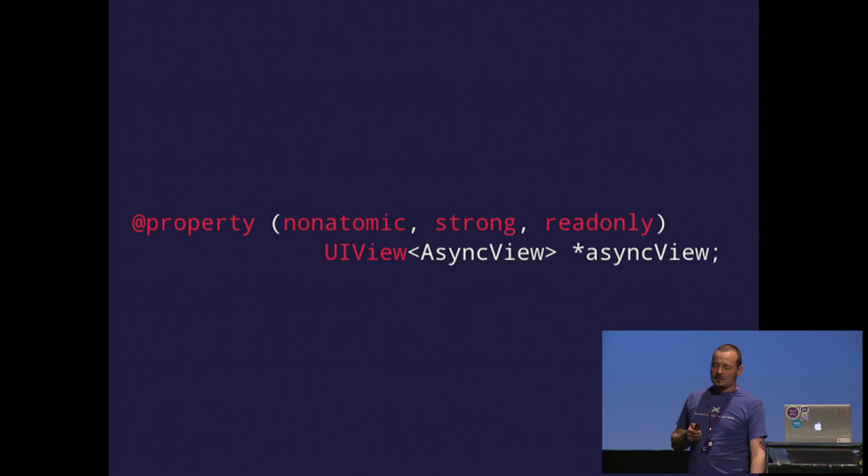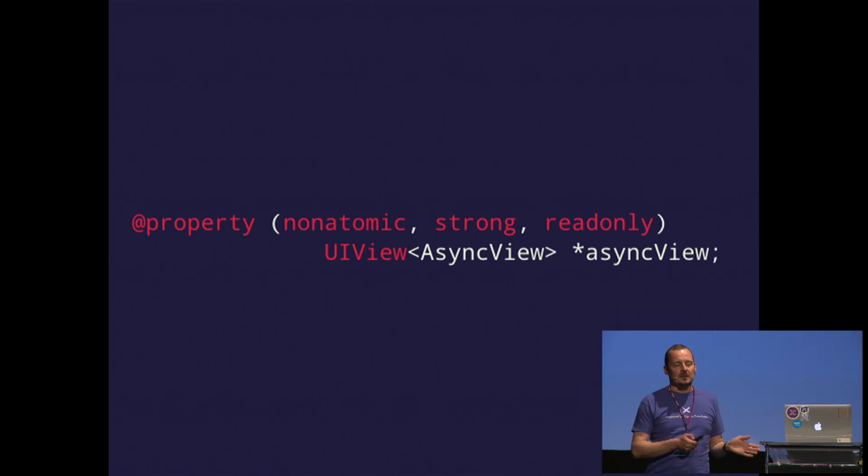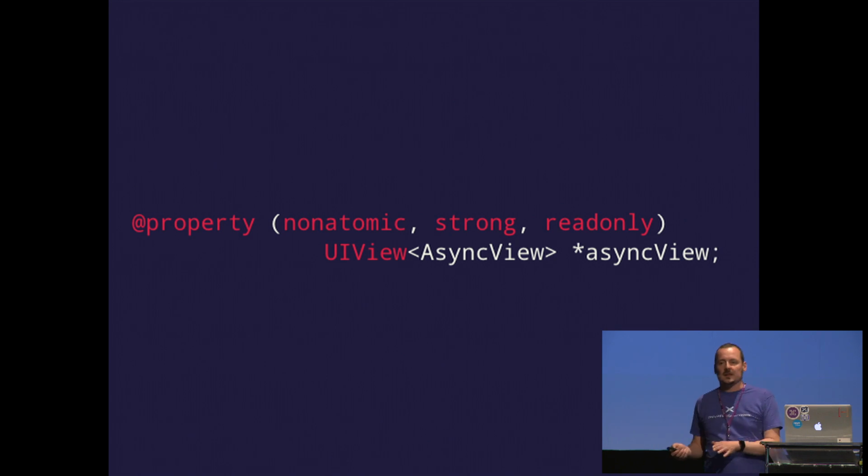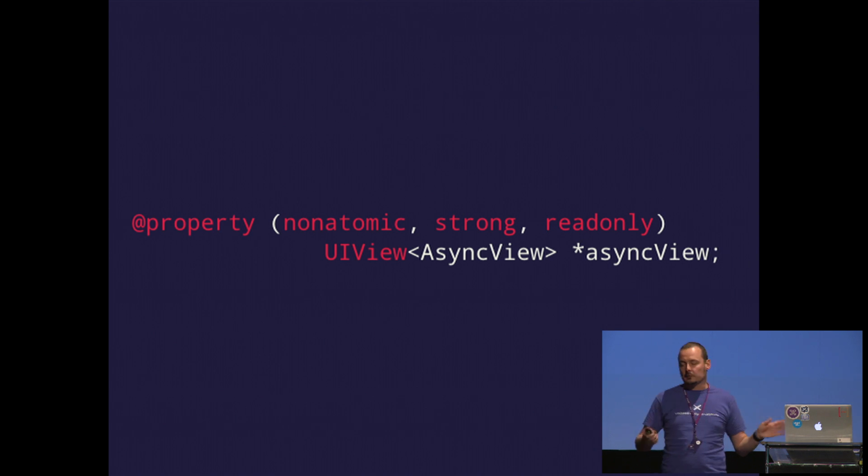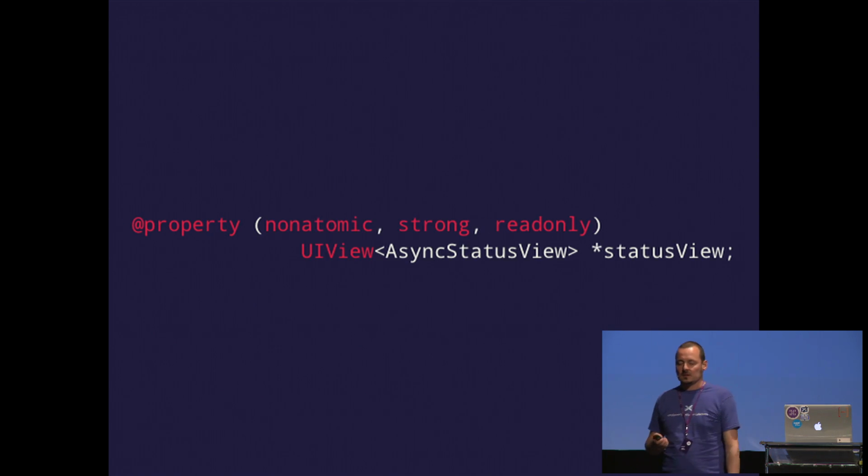Now, the first part is the async view. It's just a view which conforms to the async view protocol. And the protocol defines how we pass data to the view. So it provides a uniform way of passing data to a view. No complex models, no several properties, just one to set the data. There's the async status view, which is a wrapper view around the async view we mentioned before.